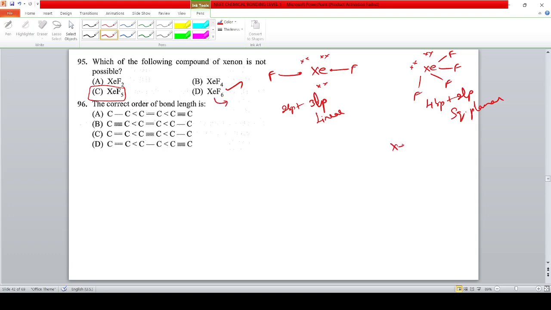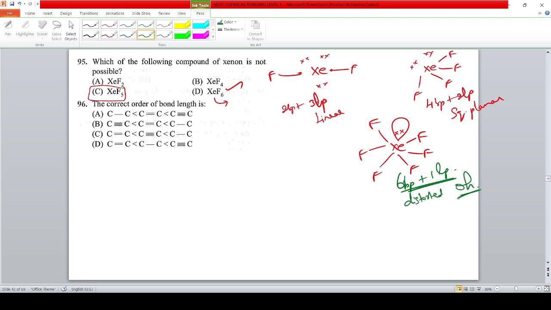Listen. Xenon, 1, 2, 3, 4, 5, 6 fluorine, 7th and 8th. So around xenon, there are 6 bond pairs, 1 lone pair, 7 pairs. This is called a distorted octahedral structure. 6 pairs means octahedron, 7th pair means distorted octahedron. Even this is also possible.